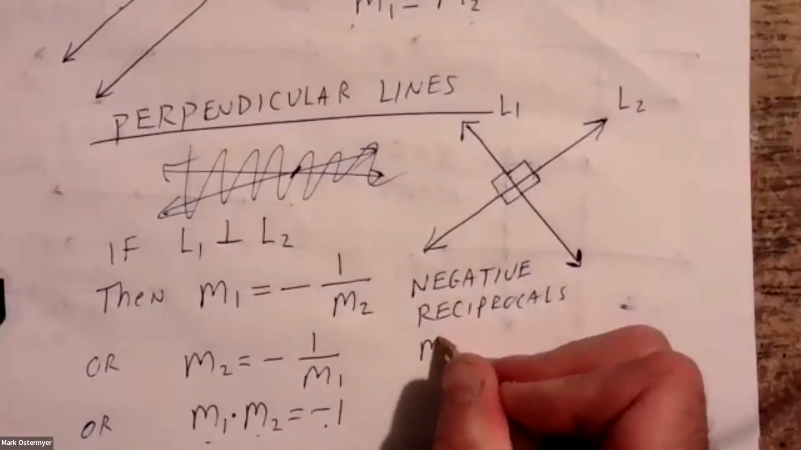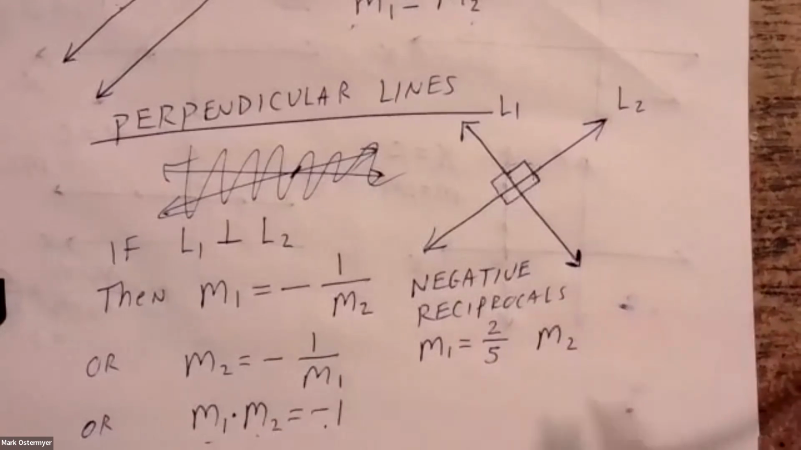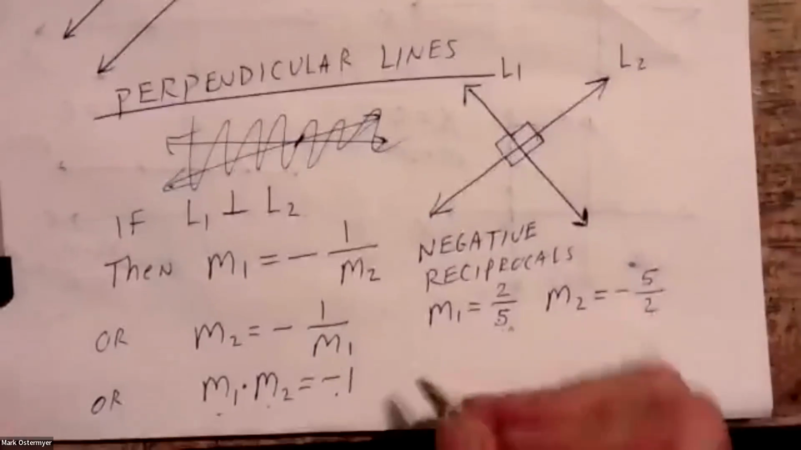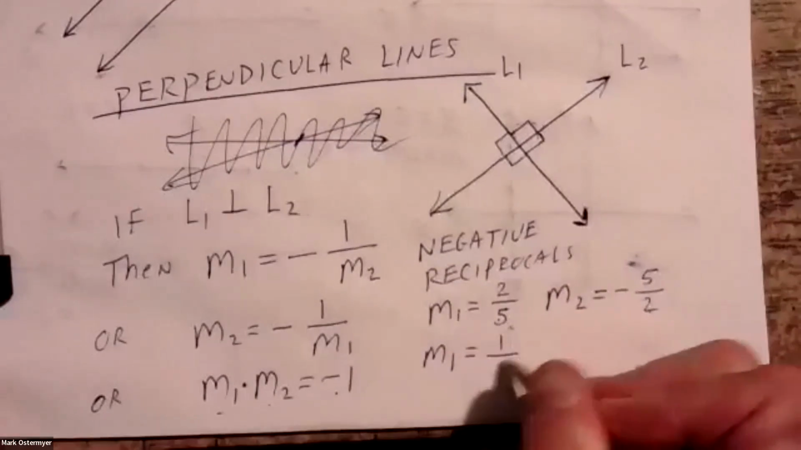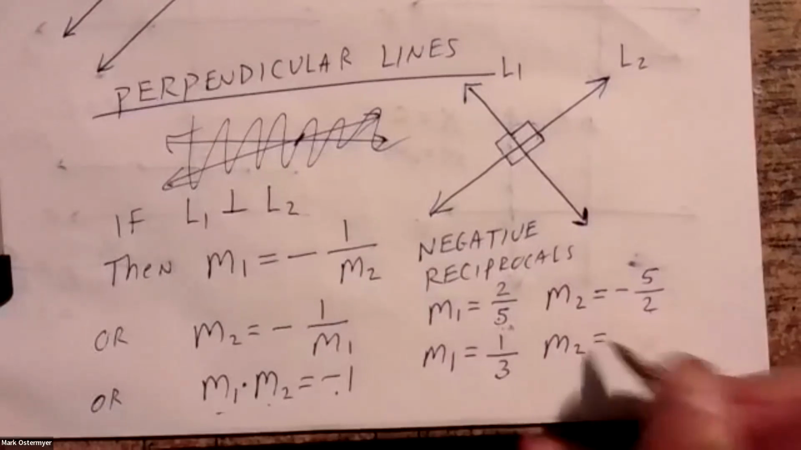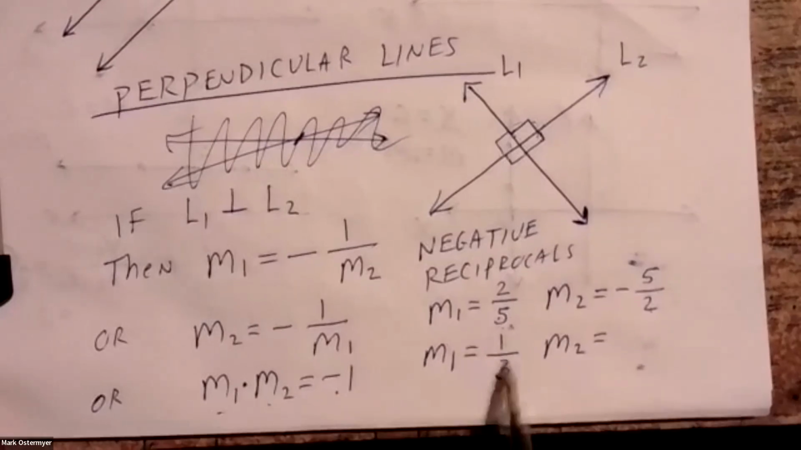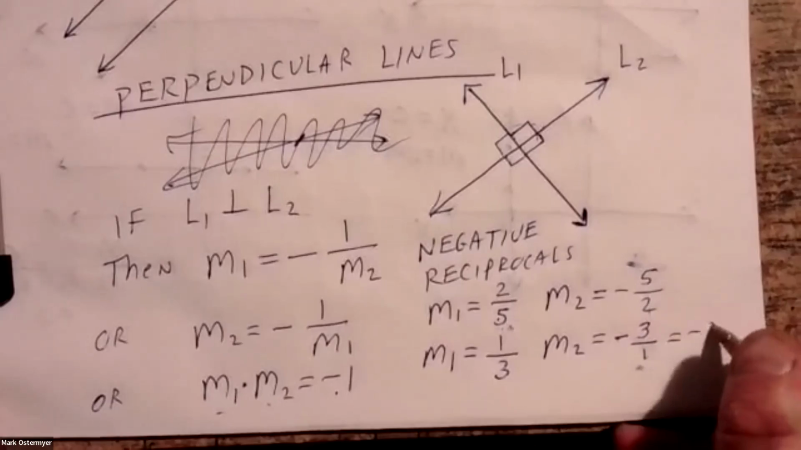So suppose that line 1 has a slope of 2/5. What would be the slope of line 2 if it's to be perpendicular to this line? What's the negative reciprocal of 2/5? -5/2. -5/2 would have to be its slope. These are called negative reciprocals of each other. Here's another example. Suppose the slope of line 1 is 1/3. What would have to be the slope of line 2 if it's to be perpendicular to line 1? What's the negative reciprocal of 1/3? -3/1 or -3. Okay.